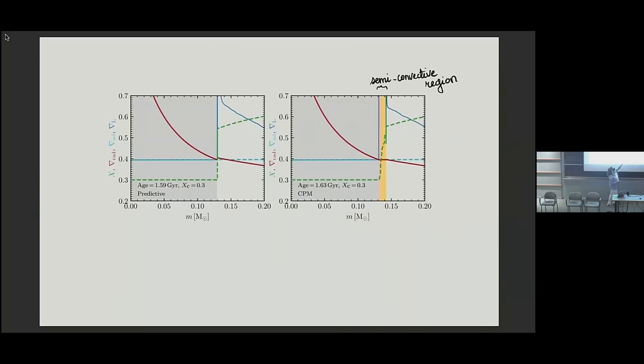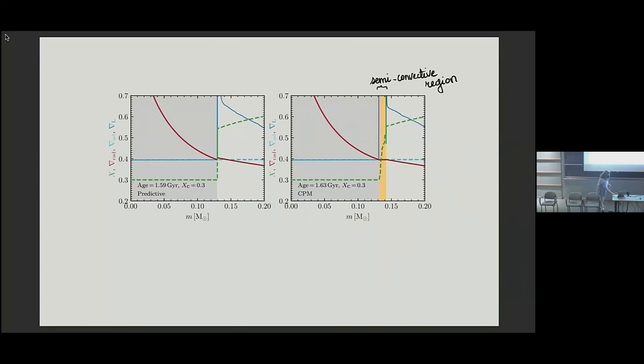Doesn't change the size of the core that was fixed before because we had it at the right place, but it makes sure that the gradient makes sense just outside of the core, and that has consequences on the composition profile just outside of the core.